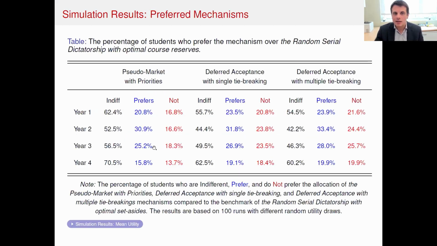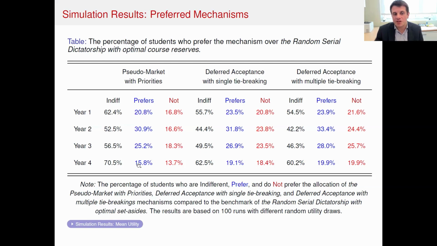Let's go for the results. So we consider random serial dictatorship with optimal course reserves as a benchmark. Now let's consider the left 3 columns, our mechanism, serial dictatorship with priorities. So this is the percentage. First of all, there is a huge percentage of students per year of study who are indifferent. It makes sense. Remember, we are talking about only about 11% of courses that are contested. So it means that probably the allocation will be quite the same for many courses. And that's why we have the huge amount of indifference.